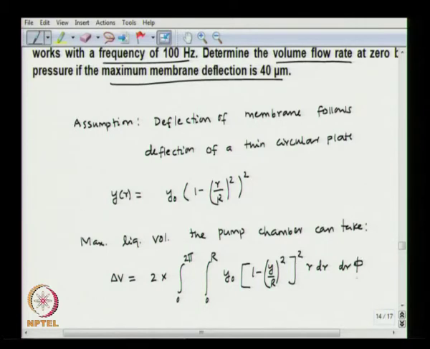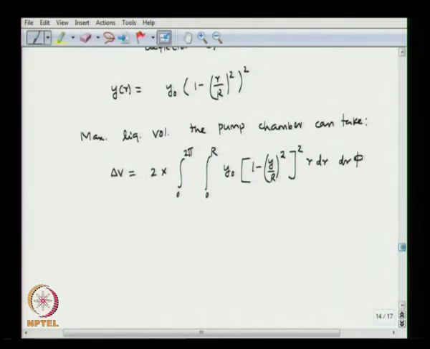So, basically what we are trying to do here is, let us say this is the undeformed position of the membrane and this is the deformed position. We are trying to find this area. That will be the stroke volume, right. This is the volume that the membrane is storing. We take a symmetry about this, so that is why the factor 2 is coming.